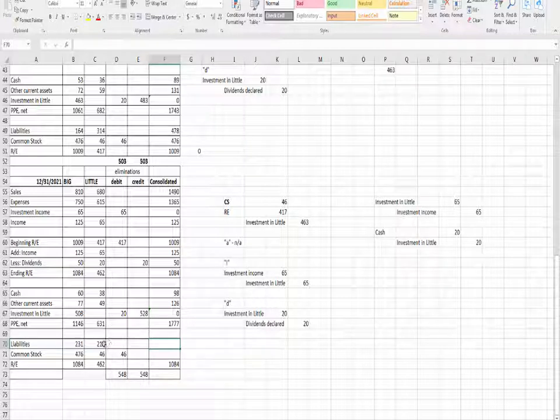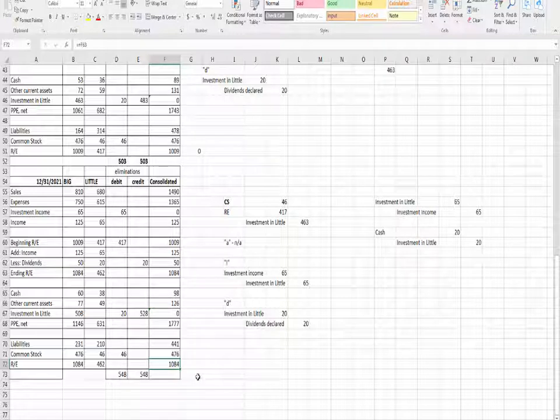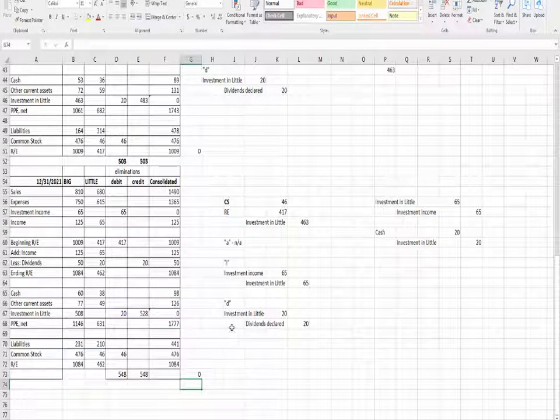On the credit side of our balance sheet, credit plus credit. Common stock, credit plus credit minus debit. And we've already got retained earnings in place. And again, final check, debit plus debit plus debit plus debit minus credit minus credit minus credit equals 0. So the balance sheet balances and all is right with the world.